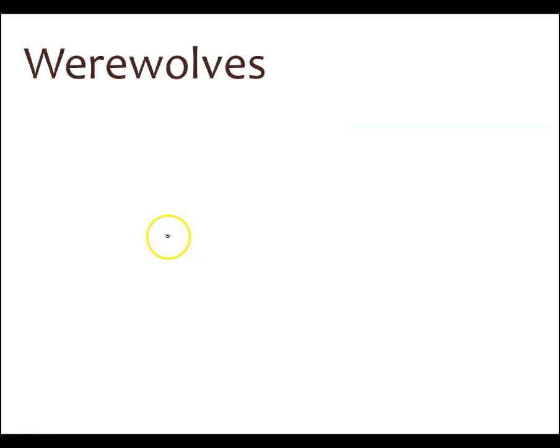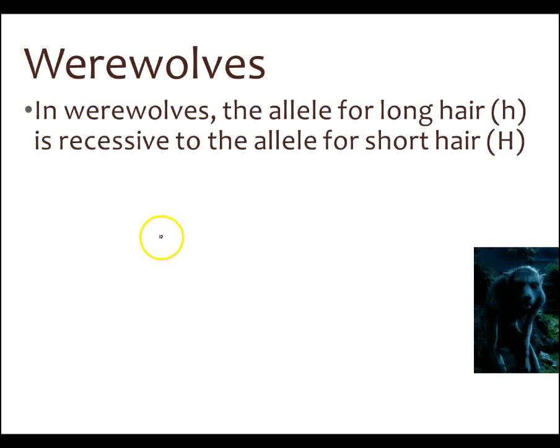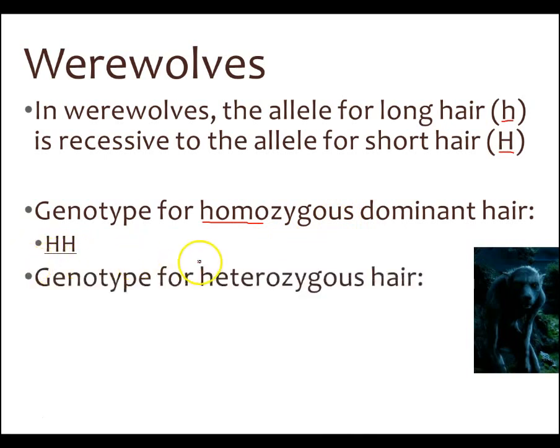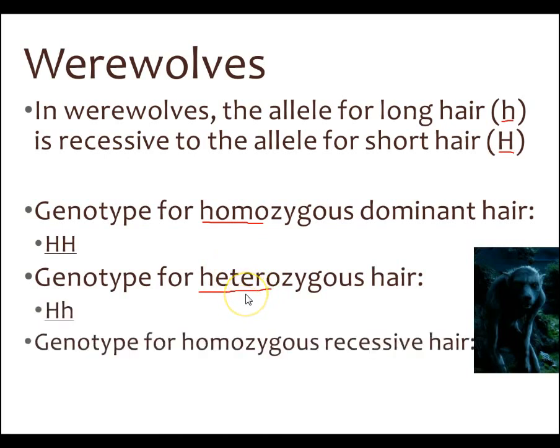Werewolves, again, not real. In werewolves, the allele for long hair, little h, is recessive to the allele for short hair, big H. Sure, short hair is dominant to long hair. I know you're thinking, like, oh, this one's the bigger. No. Read carefully. Short hair, dominant. So, genotype for homozygous dominant hair, in that case right here, would be big H, two dominant alleles. Heterozygous, one of each, big H, little h, so they have to be different. And genotype for homozygous recessive would be two of these guys right here, little h, little h.